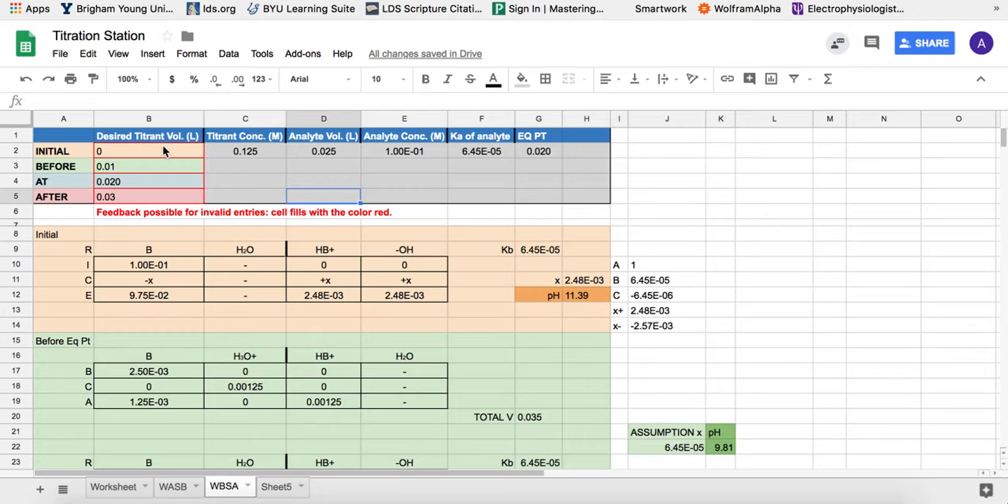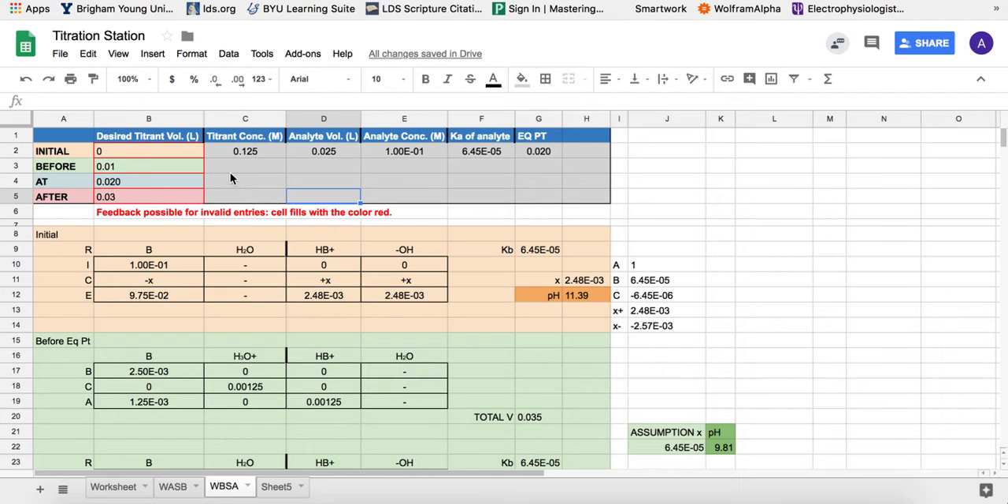So the example that I'm doing right now is trimethylamine. That's going to be a weak base because you're thinking amine, that's a nitrogen. So the lone pair on that nitrogen is going to act as a Lewis base to steal the hydrogen off of water. Okay, so I'm doing a weak base with a strong acid titration.